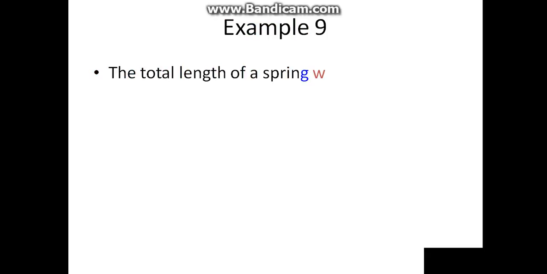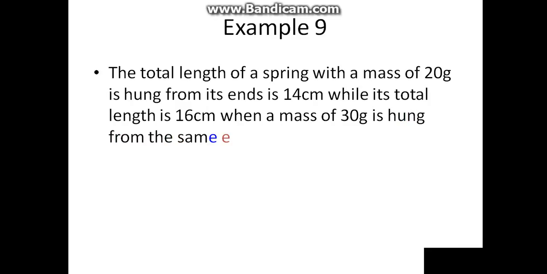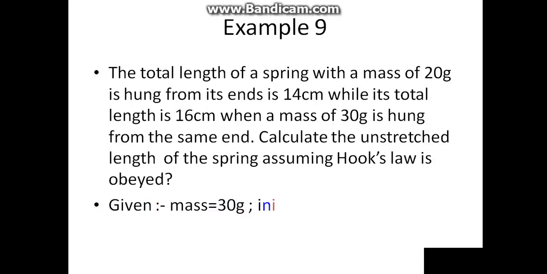Example 9. A spring with a mass of 20 grams hung from its end has a total length of 14 cm, while its total length is 16 cm when a mass of 30 grams is hung from the same end. Calculate the unstretched length of the spring, assuming Hooke's law is obeyed. Given mass equal to 30 grams, initial mass equal to 20 grams, final length equals 16 cm, initial length equals 14 cm.